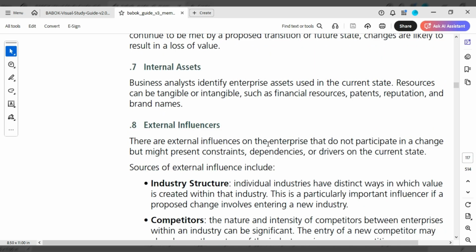Internal assets. Business analysts identify enterprise assets used in the current state. Resources can be tangible or intangible, such as financial resources, patents, reputation, and brand names.